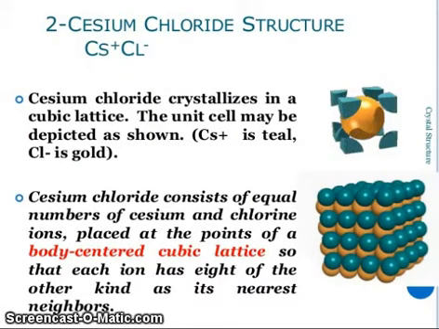Now friends, another crystal structure is cesium chloride structure. Cesium chloride crystallizes in a cubic lattice. The unit cell may be depicted as shown. Cesium is teal and chlorine is gold. So cesium chloride consists of equal number of cesium and chlorine ions placed at the points of a body centered cubic lattice, so that each ion has 8 of the other kind as its nearest neighbors.